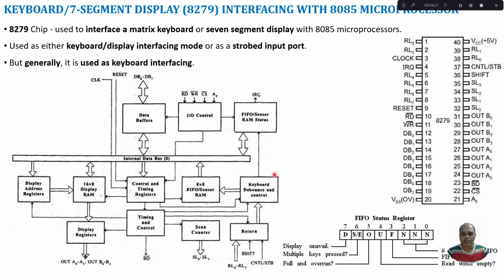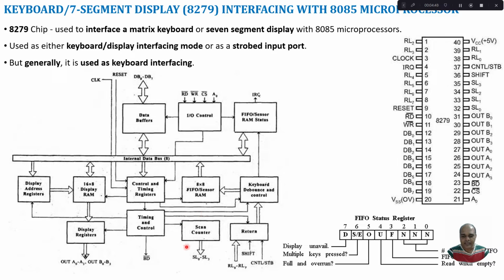There is also a keyboard debounce and control circuit. Whenever we have a key press, it will induce oscillations before it settles down to a stable value. These oscillations should not be considered as a valid key press. In order to avoid that, the very first key press will be recognized and the other oscillations will be nullified. That is done by the keyboard debounce circuit.